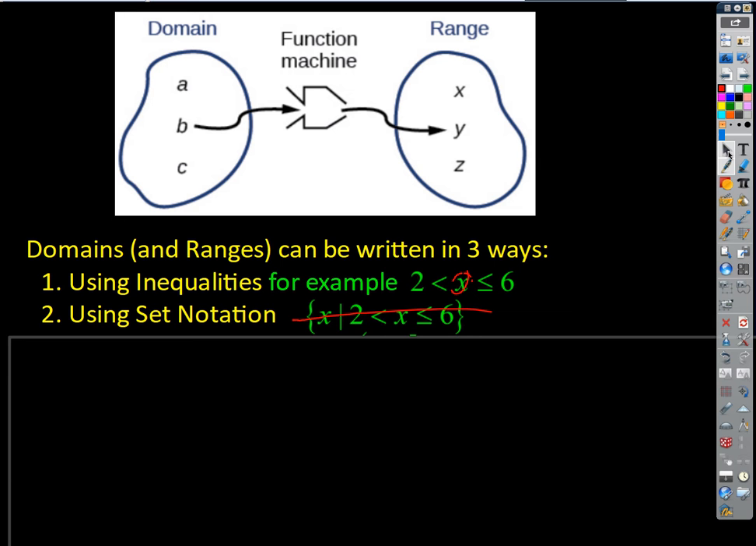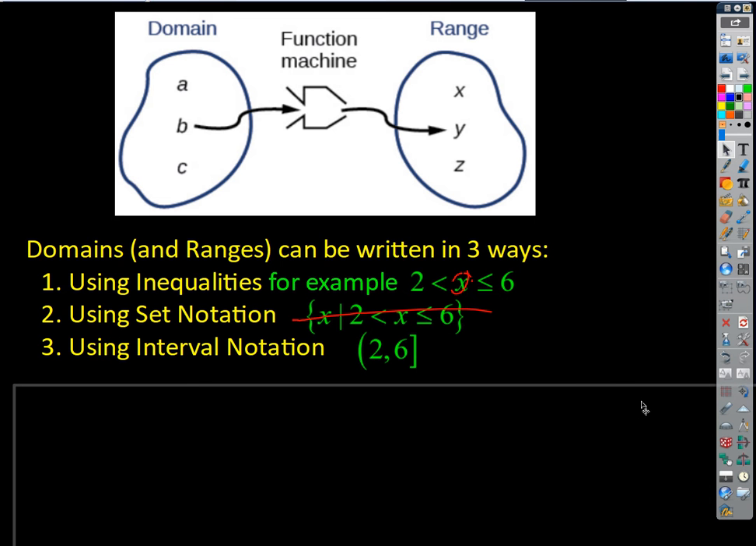Now the third way is a way that we will use also. So we'll use methods 1 and 3. This is using interval notation. Now interval notation communicates the very same thing. So these two statements are exactly the same. They're just being said in different ways.